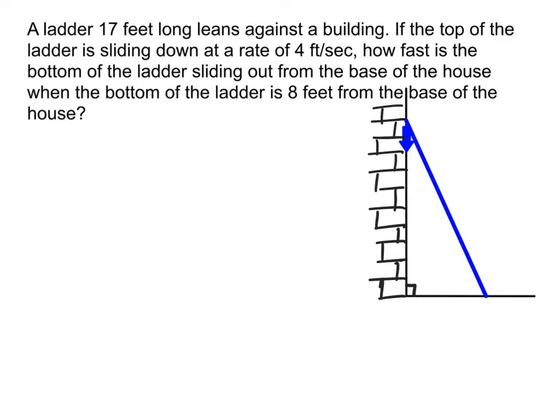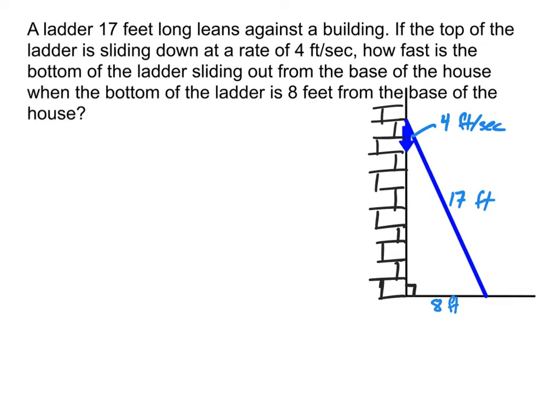So I'm going to label all the numbers that I see in the original problem. So I know the ladder is 17 feet long. I know it is sliding down at a rate of 4 feet per second. So that's sliding down, remember it's decreasing, that's going to be important, by 4 feet per second. And the last number that we know is that the base is 8 feet from the house. So I'm going to go ahead and label that as 8 feet right there.